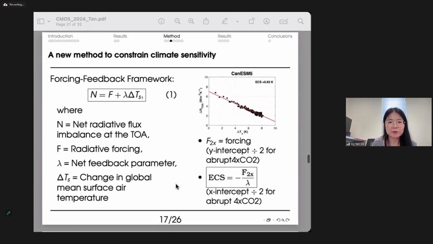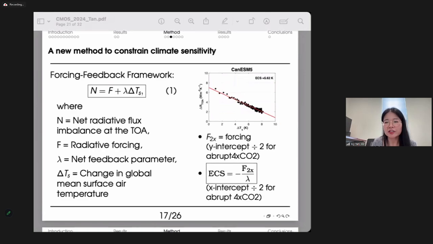So what we did was modify the emergent constraint method to yield a more quantitative constraint on the ECS, even if neither of the variables that we're correlating is the ECS metric itself. Our method here is based on the traditional so-called forcing feedback framework, where we have N here.